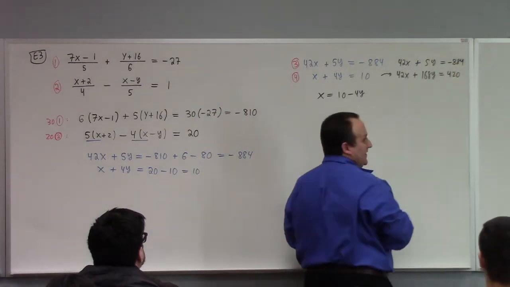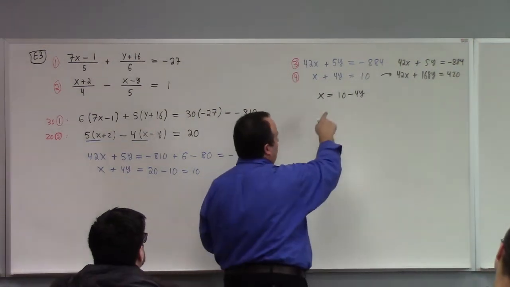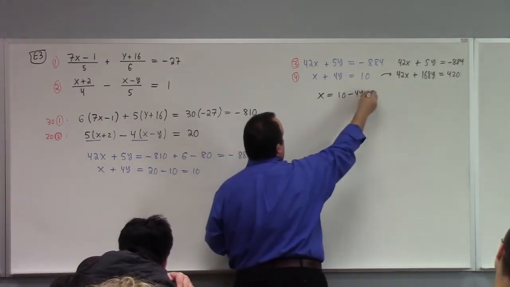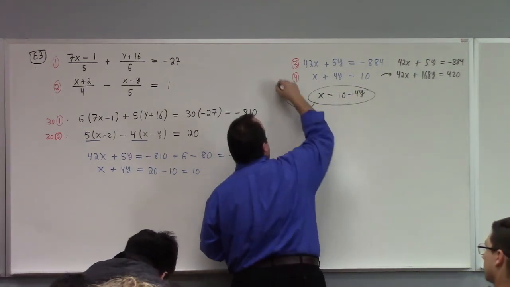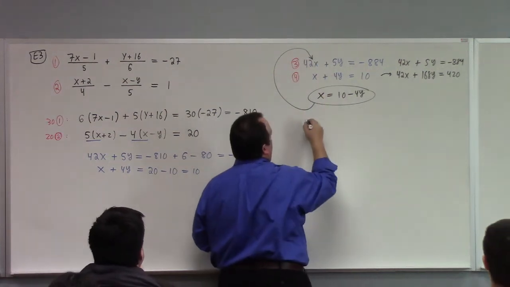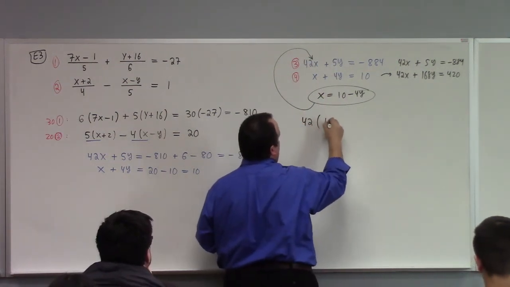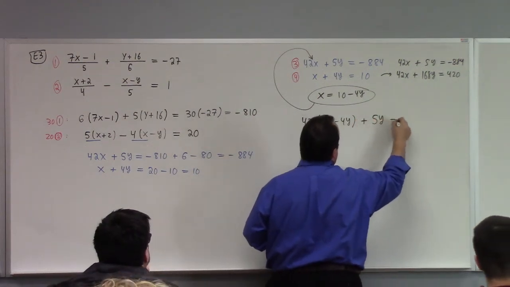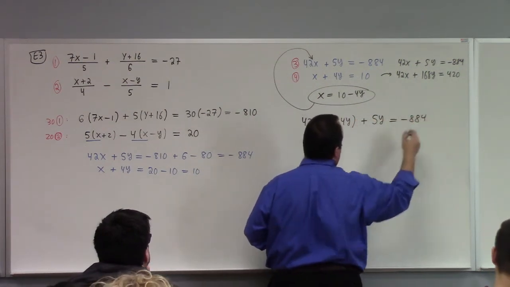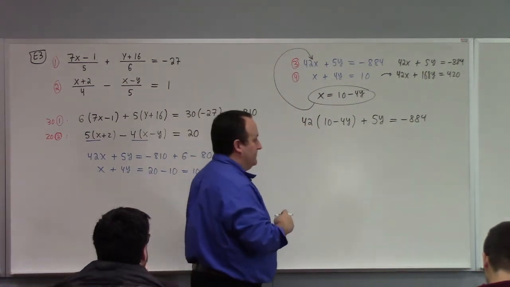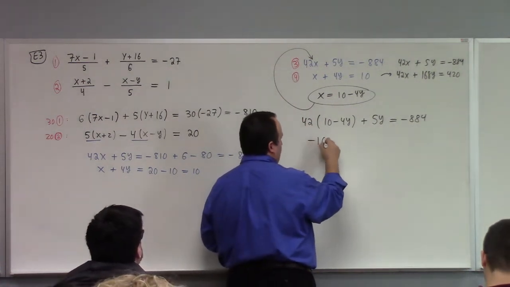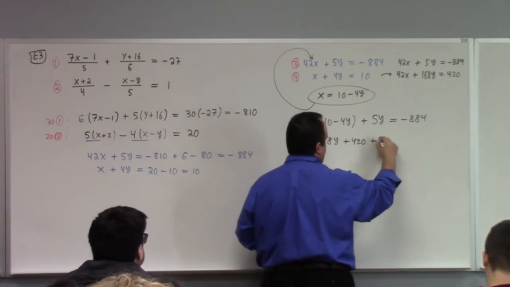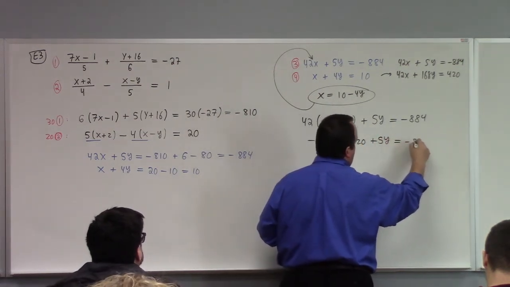Like this is an alternative path you could go down. But anyway, let me just go here. So x is equal to 10 minus 4y. Then I take this and I plug it into there. So 42 times 10 minus 4y plus 5y equals minus 884. Which gives me minus 168y plus 420 plus 5y equals minus 884.